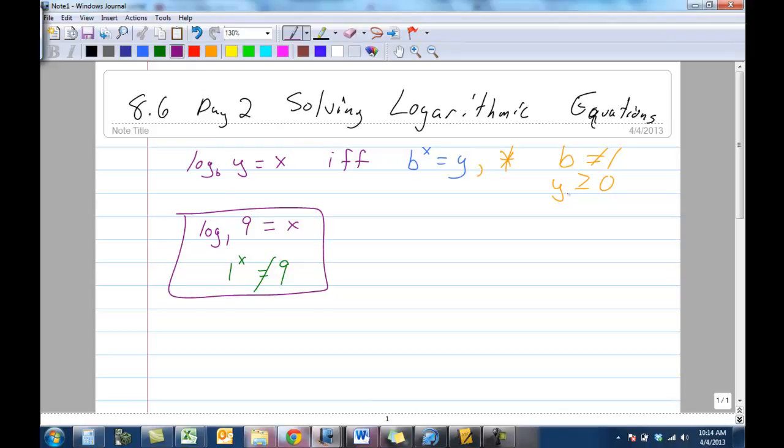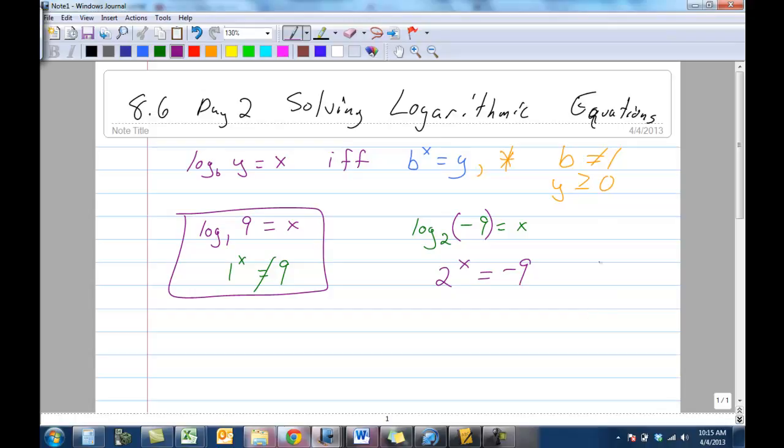How come y's got to be greater than or equal to 0? Well, let's talk about this. If we have log base 2 of (negative 9) is equal to x. So if we were to write this in exponent form, this would be 2 to the x power is equal to negative 9. So think about that. 2 to the what power is negative 9?